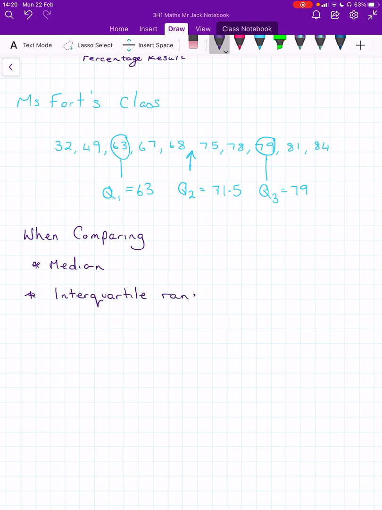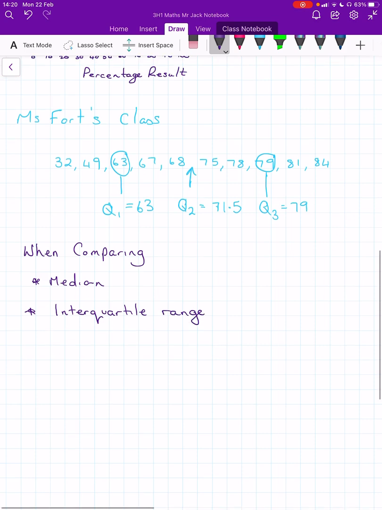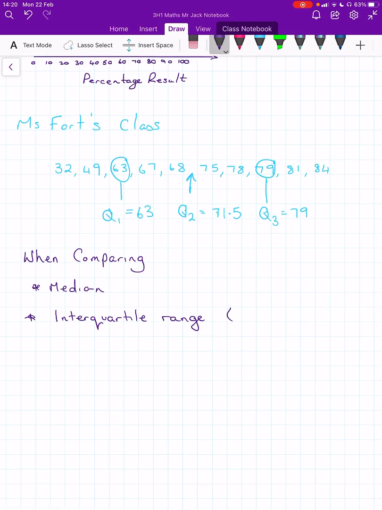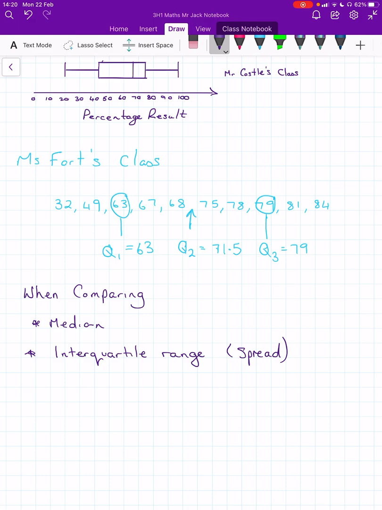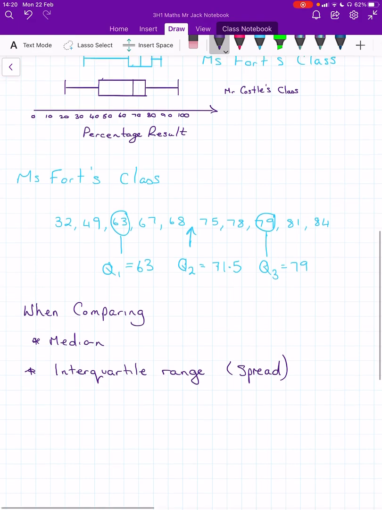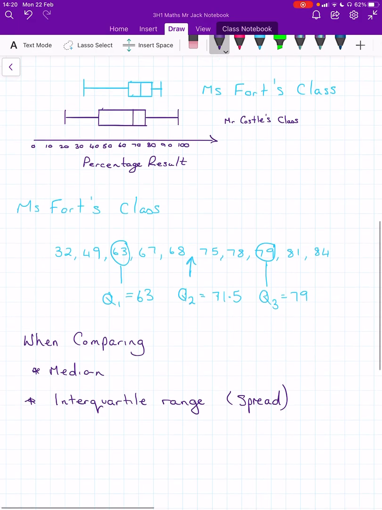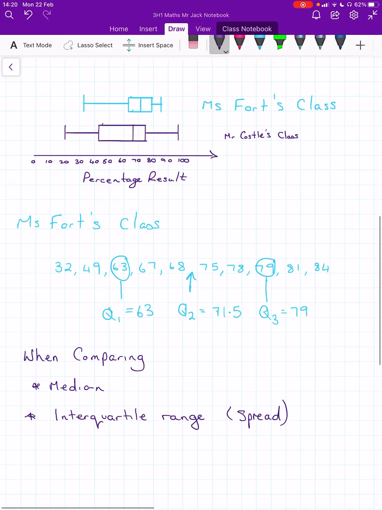The interquartile range is a measure of spread of data. Right, so it tells you how spread out the data is. In this example, it tells you how spread out the class results were. Whereas the median gives you an overall sense of how well the class did in this context. So let's just have a look at these 2 box plots.